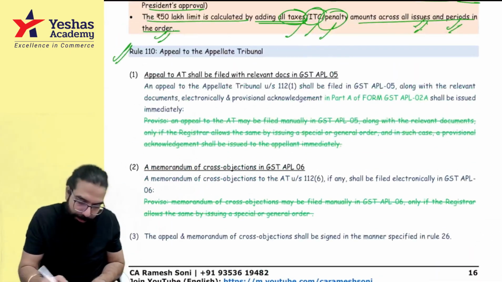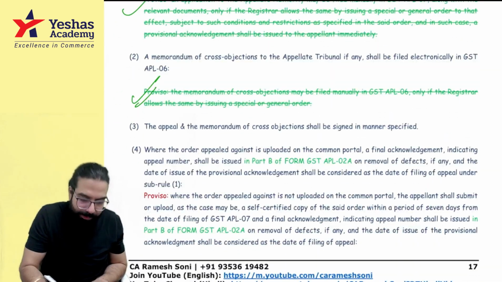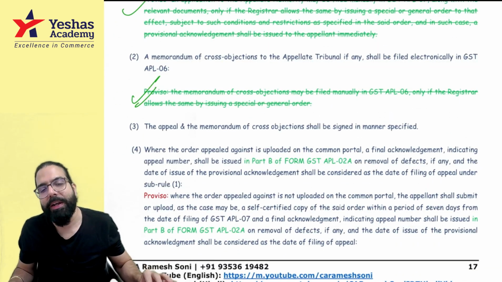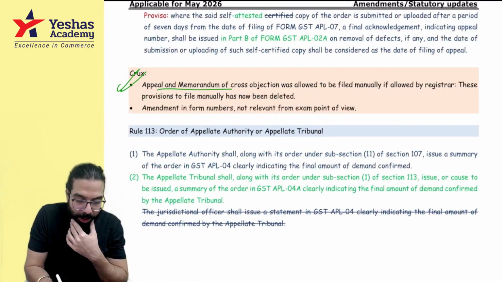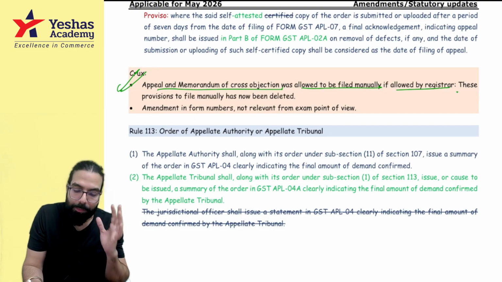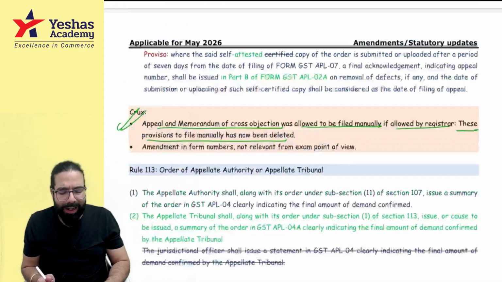See here, same amendment. Same change here. Manual filing of appeal has been deleted; you can't file appeal manually. So I have written over here, appeal or memorandum of cross objection was allowed to be filed manually only if the registrar allows, but these provisions have now been deleted. It means when you are filing an appeal, please file electronically. Other than that, nothing.